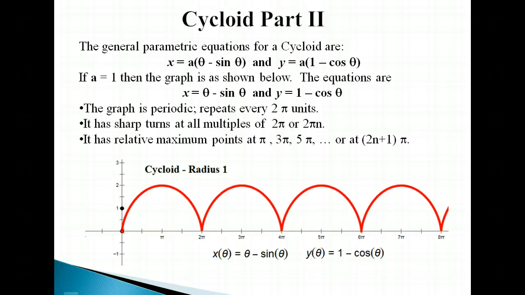When we have a equals 1, that's actually the radius of the circle that's used to trace out the cycloid. And the graph is periodic. It's repeating in this case every 2 pi units. It has sharp turns at all multiples of 2 pi, so we can call it 2 pi n, where n represents any integer. And it has relative maximum points halfway in between the sharp turns, in this case at pi, 3 pi, 5 pi, and so on, or we'll call it (2n plus 1) pi.